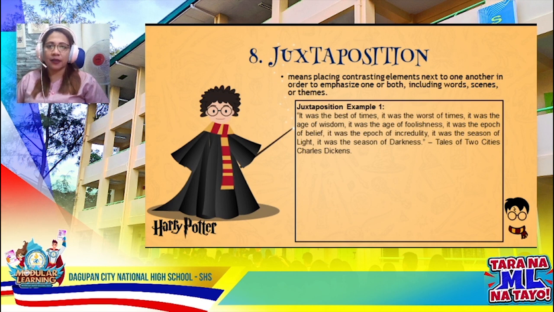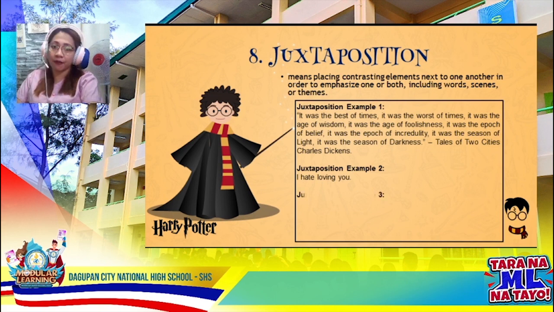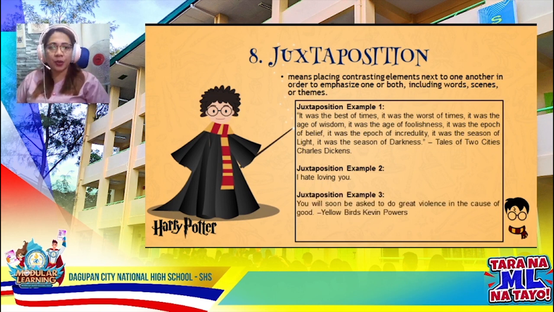This is an example of juxtaposition because the writer gives two contradicting words to give emphasis to what he is trying to say. Another example is, "I hate loving you." The words hate and loving. Another example is, "You will soon be asked to do great violence in the cause of good."